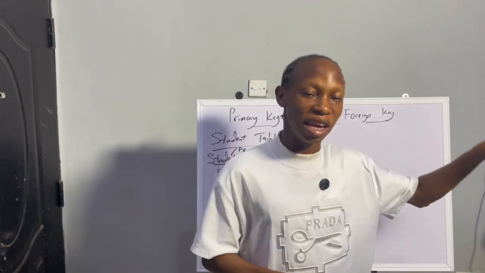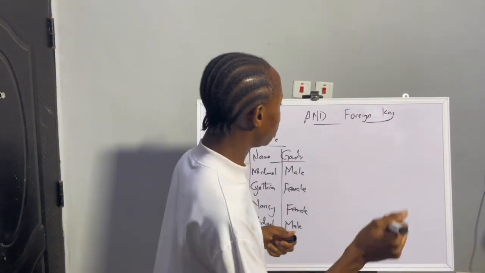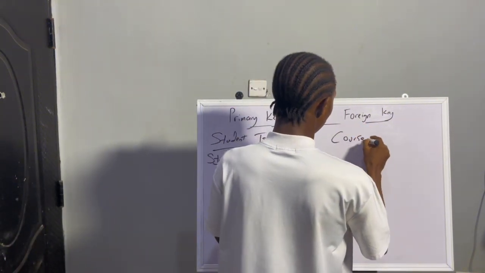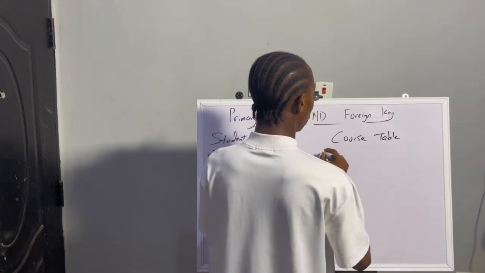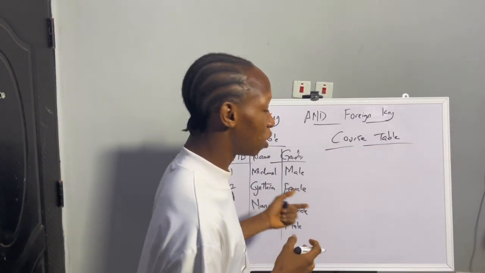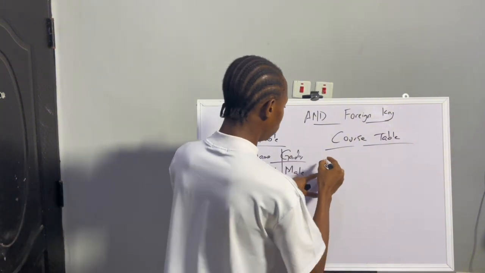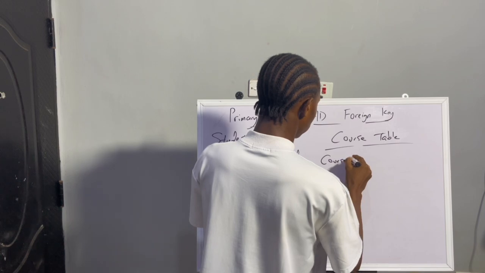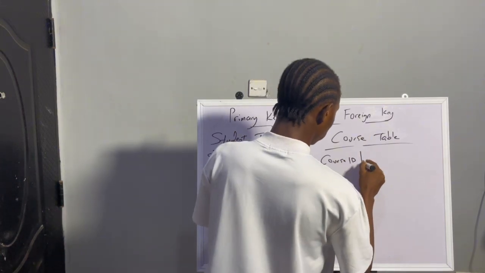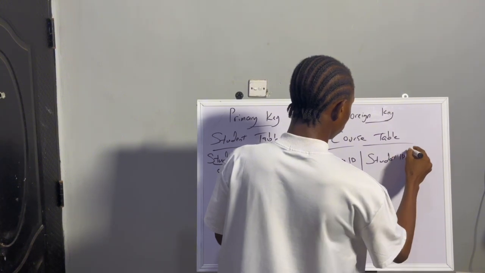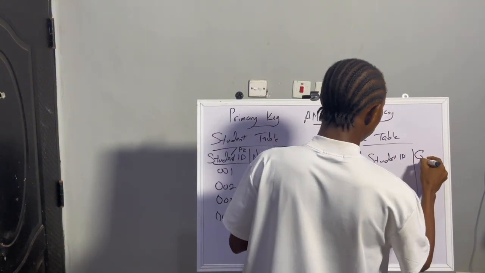So now, what is a foreign key? A foreign key is a column that can be used to connect to the primary key in another table. So for example, let's have another table called course table. It contains the courses taken by the students in that school. So we are going to have another three columns again. We call it course ID, or course code, student ID, and let's have grade.